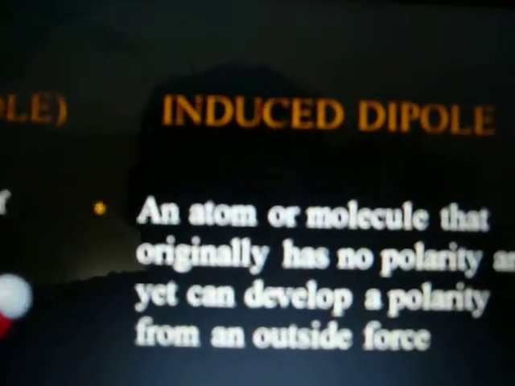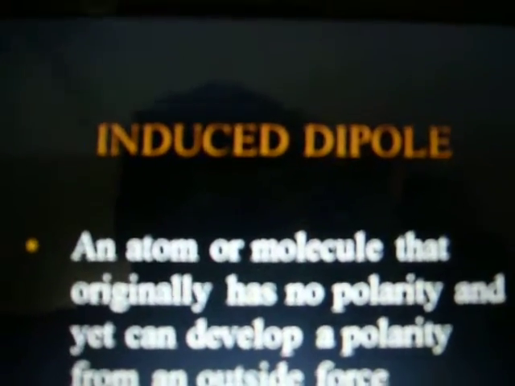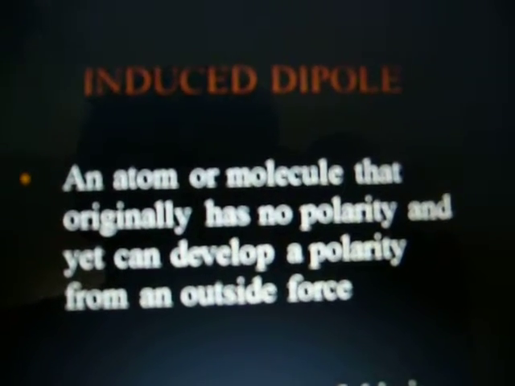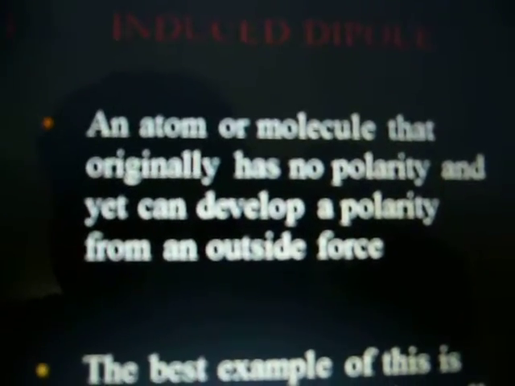Next, we have induced dipole. Basically, an atom or molecule that originally has no polarity can develop a polarity from an outside force. I know the definition doesn't really say much, but the best definition of this is this picture here. You can't really tell, but on the right hand side there's a yellow wall with its positively charged ions towards the left and its negatively charged ions to the right.